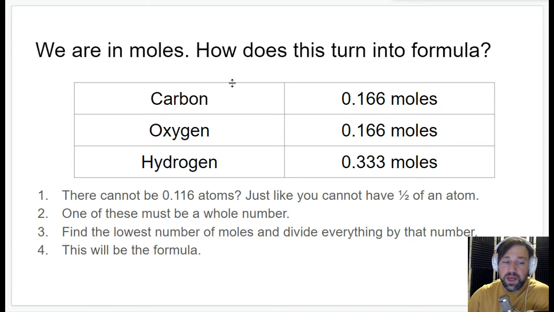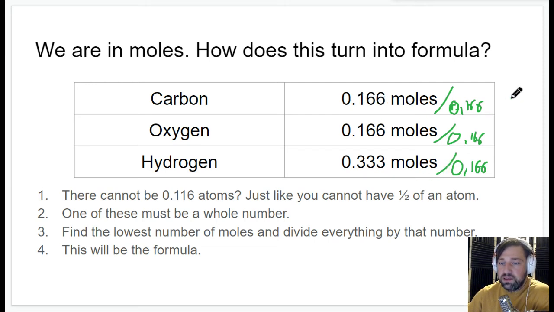The way you can do that is by looking for the smallest number of moles and dividing everything by that number. Let's say carbon: divide everything by 0.166. If I divide everything by this, that means this turns into 1, this is also 1, and this is 2. Look at that. These numbers may be a little bit off, like 2.001 or something like that, and that's fine. Just round to the nearest whole number.